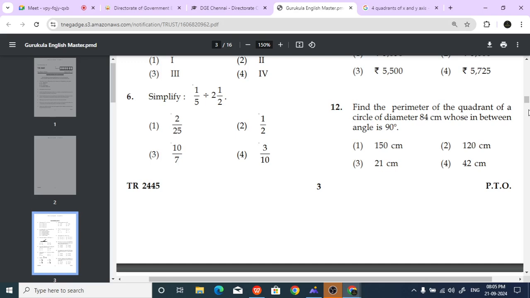Anybody read question number 12? Find the perimeter of the quadrant of a circle of diameter 84 centimeter whose in between angle is 90 degrees. First you understand the question. I will read again. Slowly I will read. All of you also read in your mind. Find the perimeter of a quadrant of a circle of diameter 84 centimeter whose in between angle is 90 degrees.